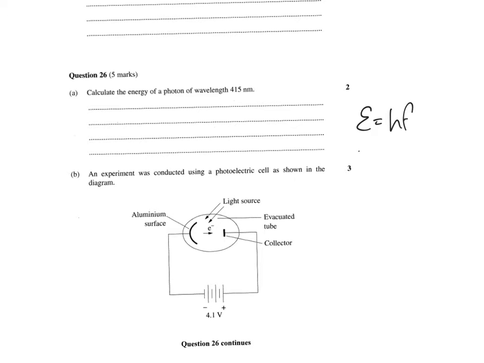and that's energy equals Planck's constant, h, 6.626 times 10 to the minus 34, and f is the frequency of light given to a photon. So this is the energy of the photon, the frequency given to the photon, and Planck's constant.